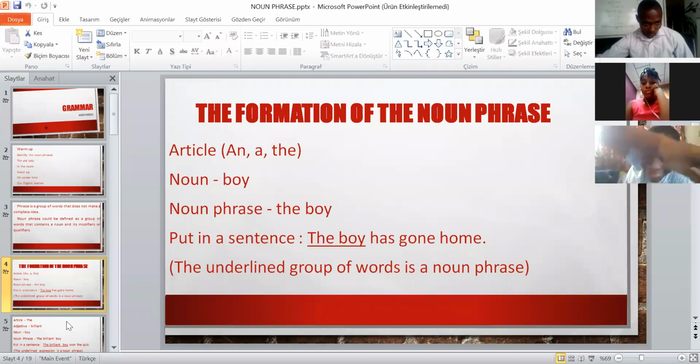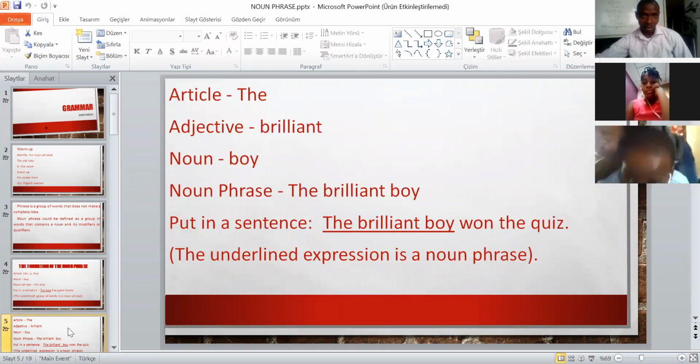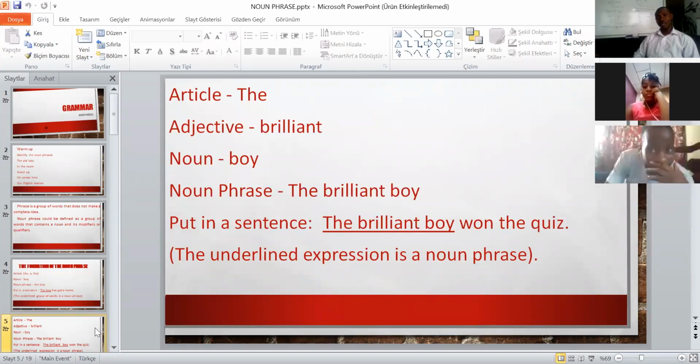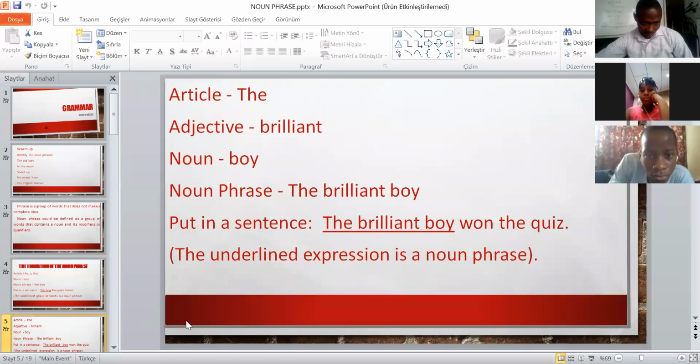Take the next slide. We have article, the, adjective, brilliant, noun, boy. Then the noun phrase there is the brilliant boy. Put in a sentence, the brilliant boy won the quiz. So check, the underlined expression is a noun phrase. Then we'll take the next slide.